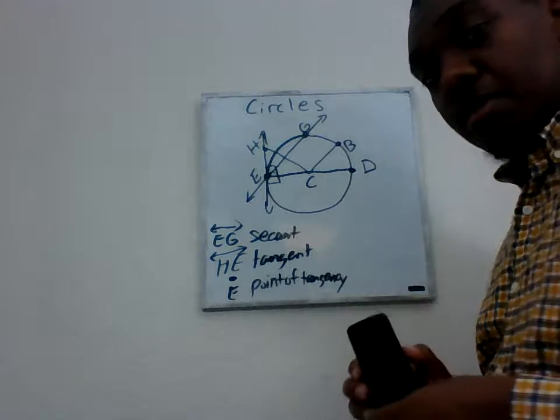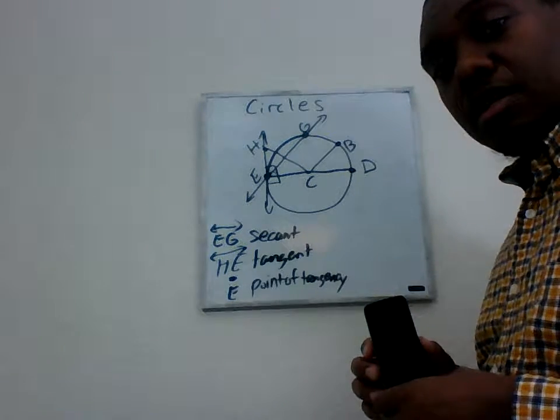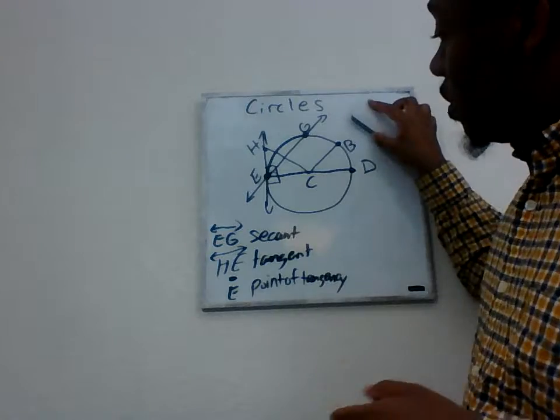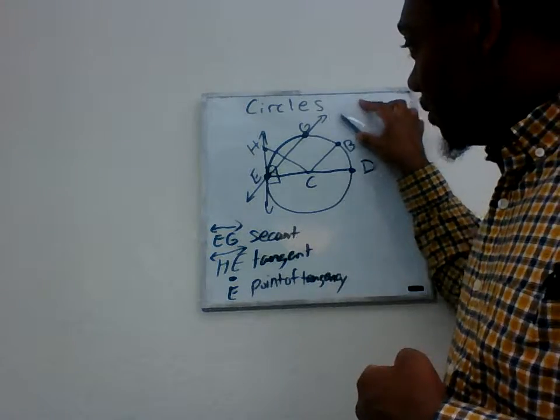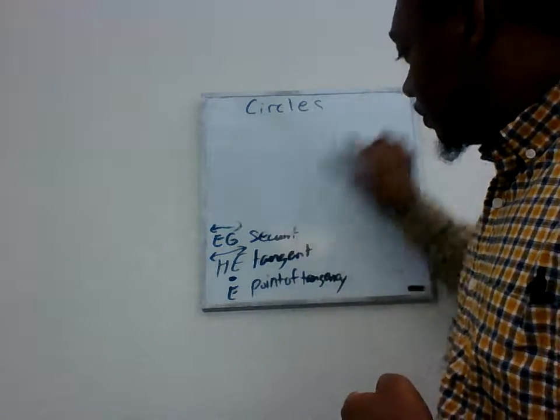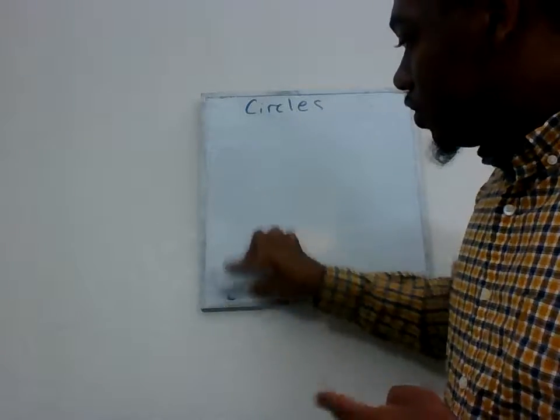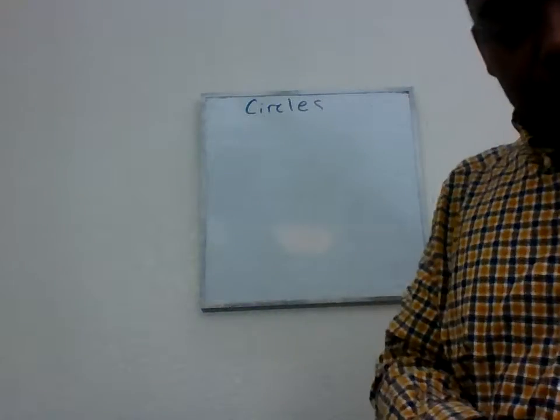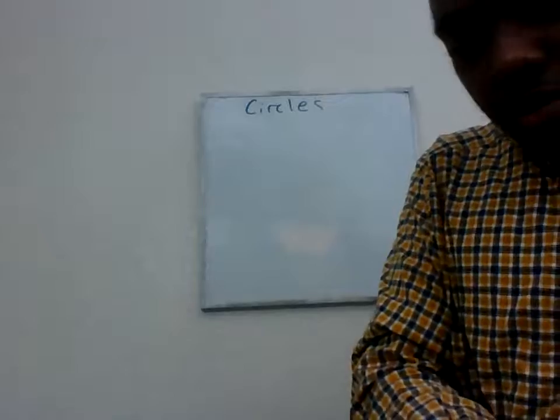So I'm going to pause. Okay, I'm going to erase our circle and our information here. Just three more things that I want to take a look at. So let's draw our circle first.